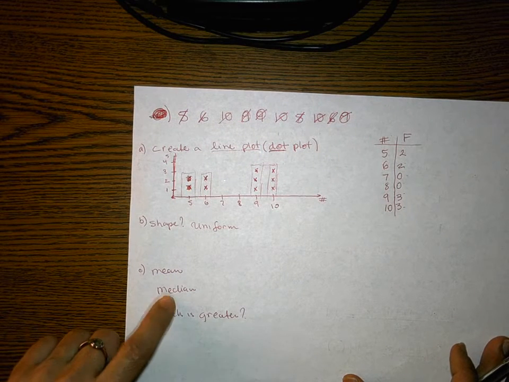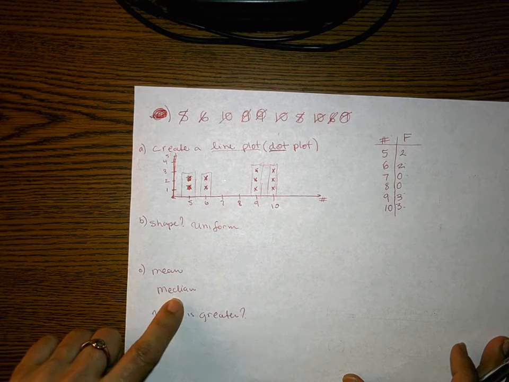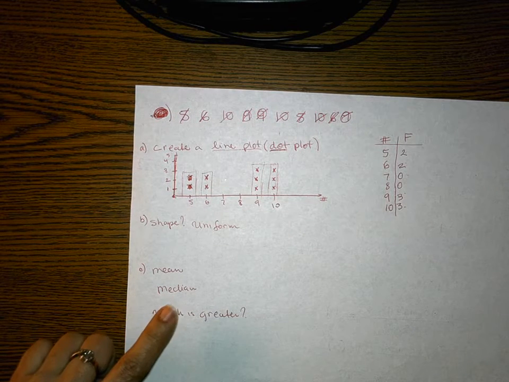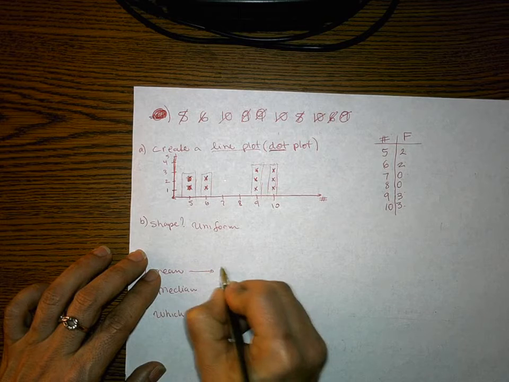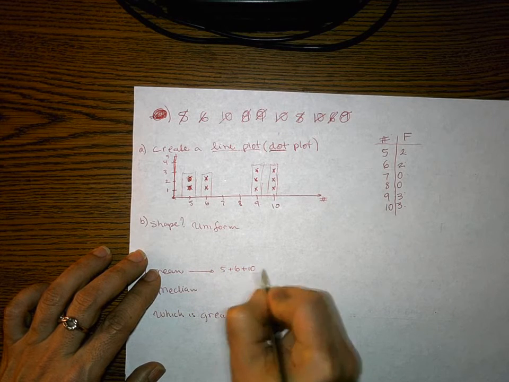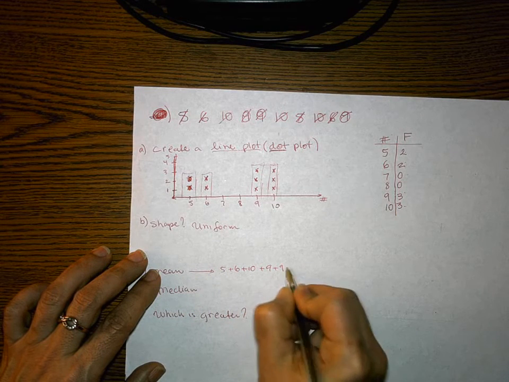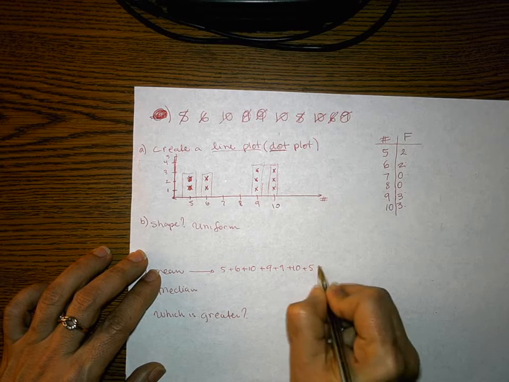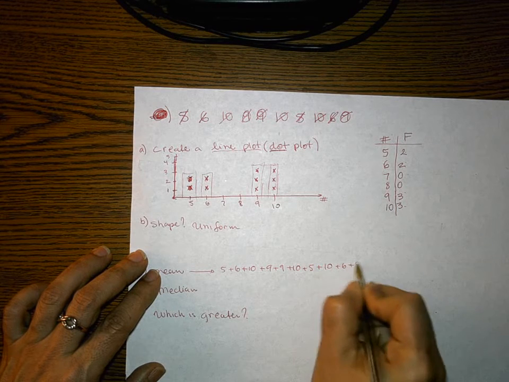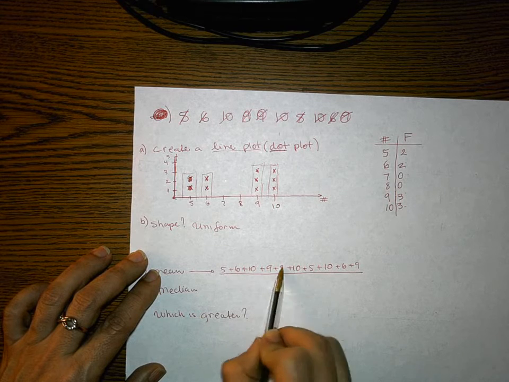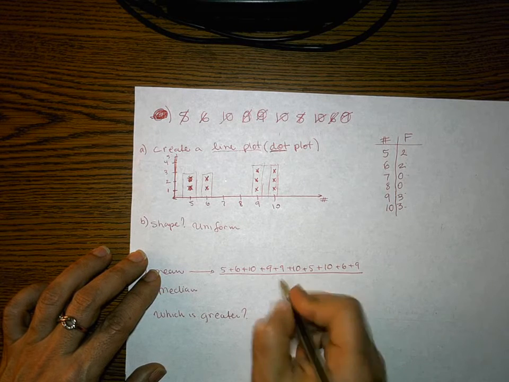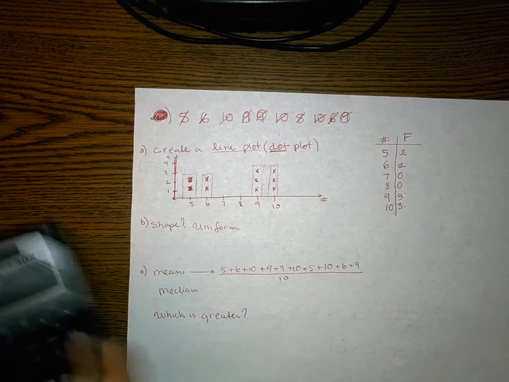In order to find the median, we need to put it in order. So let's find the mean of these numbers. Let's add them all together, which would be 5 plus 6 plus 10 plus 9 plus 9 plus 10 plus 5 plus 10 plus 6 plus 9. And then we're going to divide by how many there are. 1, 2, 3, 4, 5, 6, 7, 8, 9, 10. Divided by 10. So let's go ahead and do that carefully.